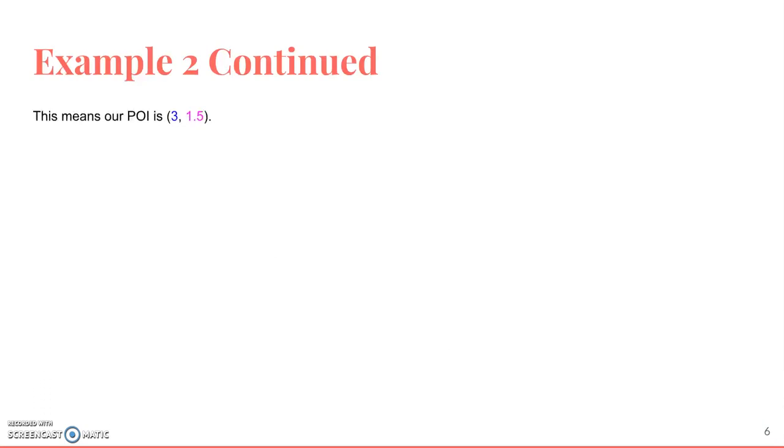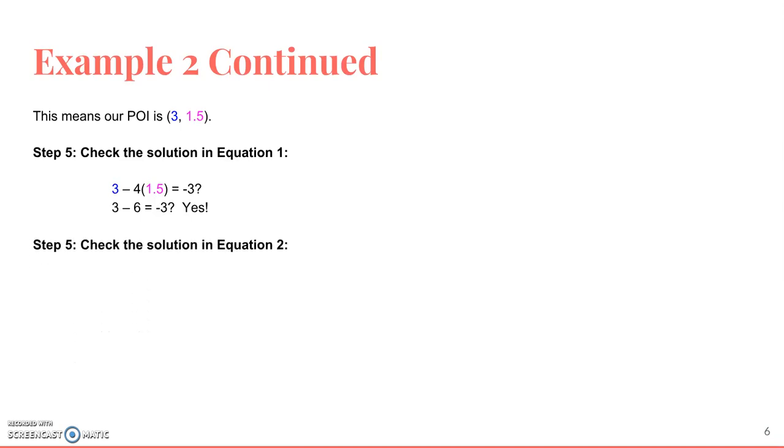For continuation, we now have the point of intersection at 3, 1.5, and we're going to substitute that into both of our equations. So for equation 1, we substitute 3 in for x, 1.5 in for y, and when we reduce and simplify, we end up getting negative 3 equals negative 3, which is a true statement. We will do the same for the second equation. We will substitute 3 in for x, 1.5 in for y, and we happen to get another true statement that 15 equals 15. So therefore, 3, 1.5 is the solution or point of intersection of the system of our equations.